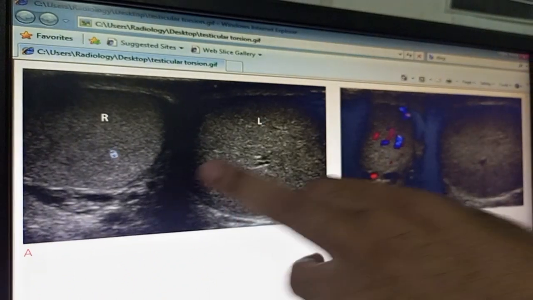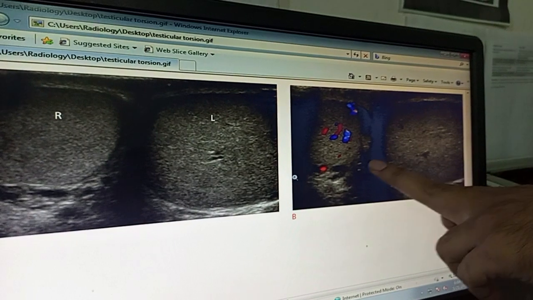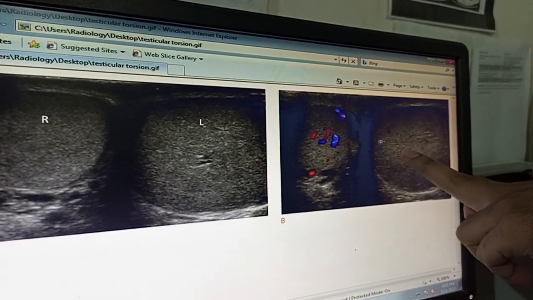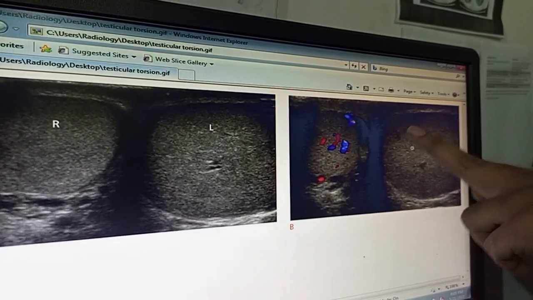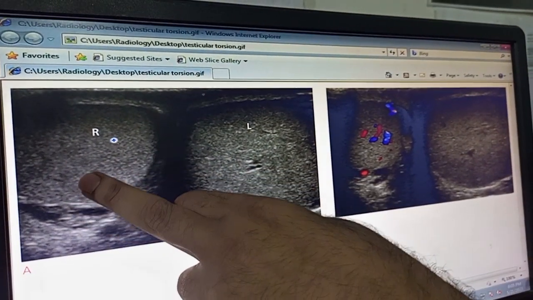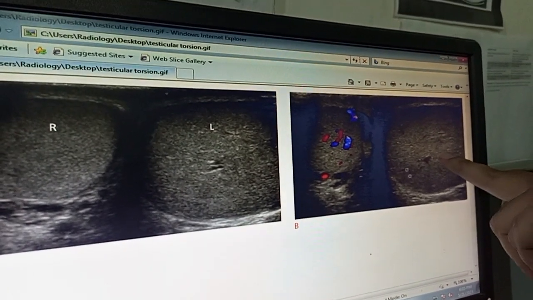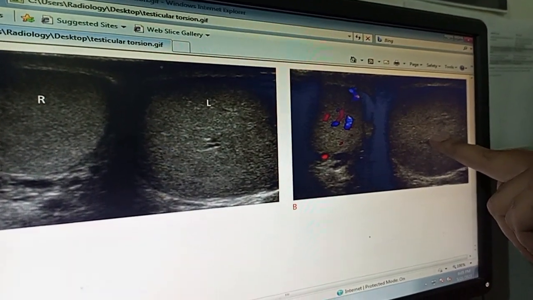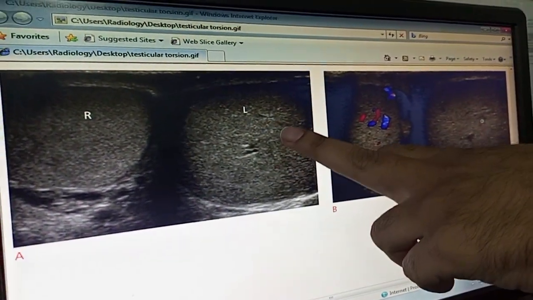In this case, you can see the right testis and the left testis. On color Doppler, you can see there is flow in the right testis, while the left testis is slightly enlarged and hypoechoic, and on color Doppler no flow is detected. This patient came with a history of pain in the left testis. When we did the ultrasound, there was no flow in the left testicle. So this is the case of testicular torsion. In testicular torsion, the testis will be enlarged, slightly hypoechoic, and there will be no flow on the color Doppler image.